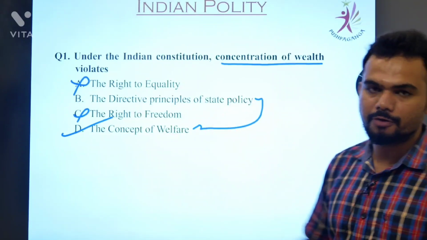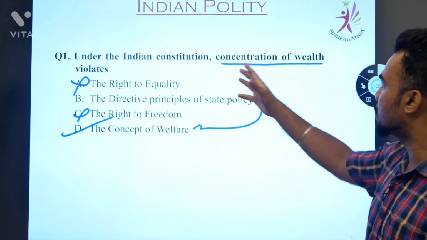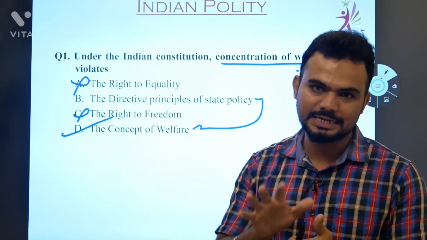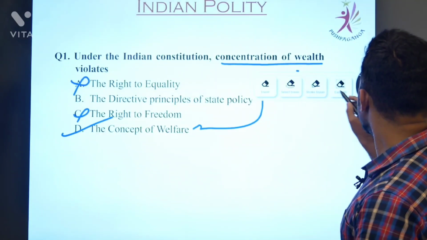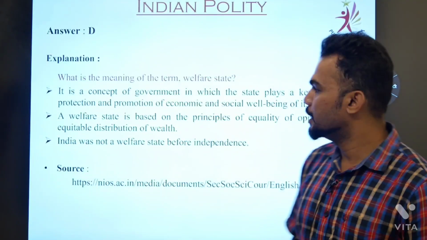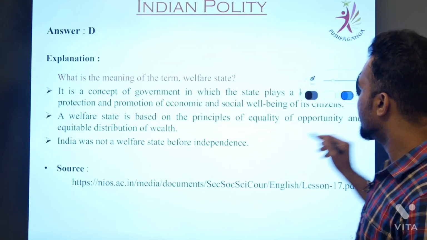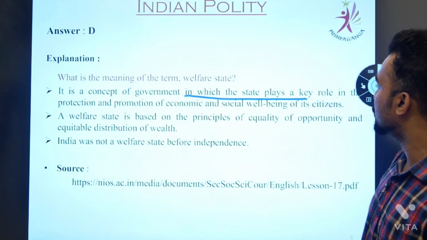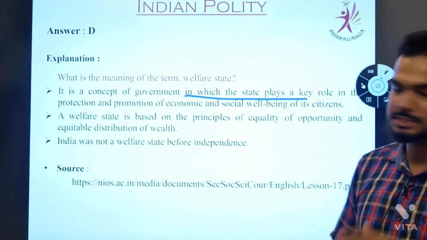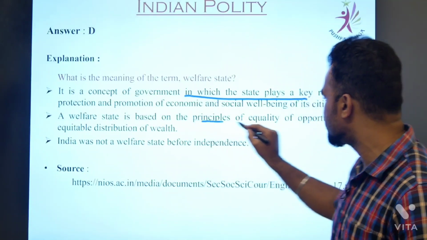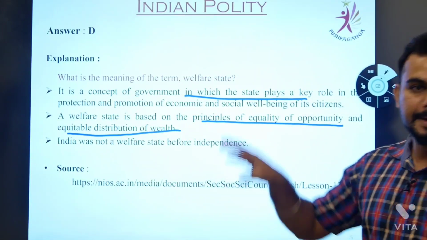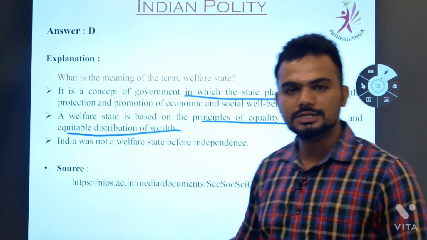What does the concept of welfare say? The concept of welfare speaks about concentration of wealth: the wealth has to be distributed among each and everyone. So it speaks about the welfare state. What is the meaning of the welfare state? It is the concept of government in which the state plays a key role in the protection and promotion of the economic and social well-being of its citizens. The welfare state is based on the principles of equality of opportunity and equitable distribution of wealth. It mainly speaks about equality of opportunity and equal distribution of wealth.